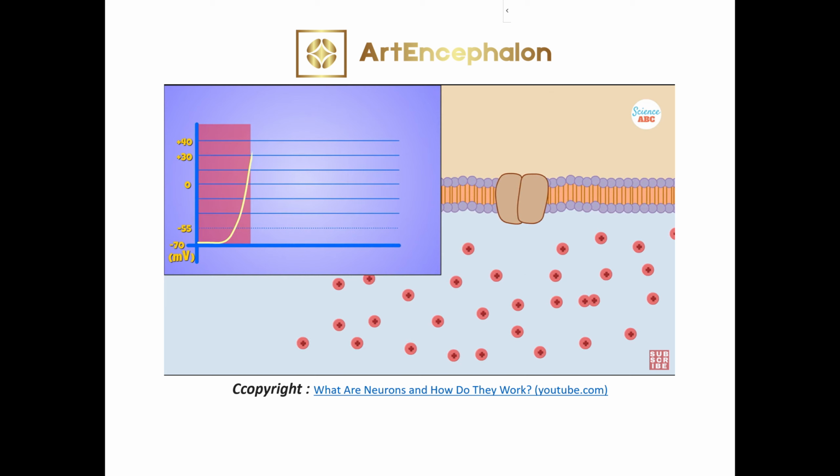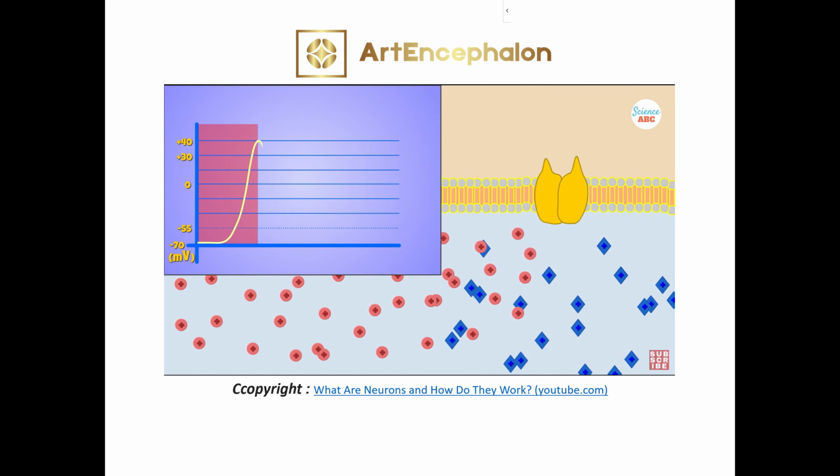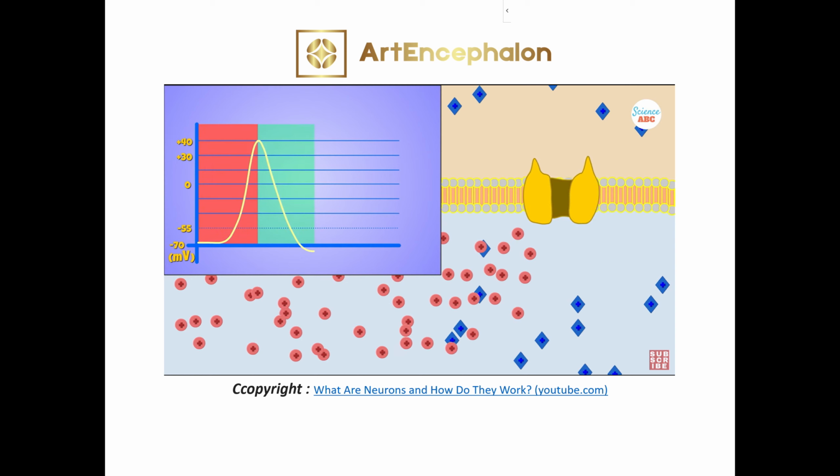The voltage difference continues to become more positive. When the voltage reaches 30 millivolts, it causes voltage-gated potassium channels to open. These channels allow potassium ions to move from inside to outside, slowly repolarizing the cell, or restoring the more negative voltage difference. However, the voltage-gated potassium ion channels are much slower to close, causing the voltage to drop below the resting potential of -70 millivolts.